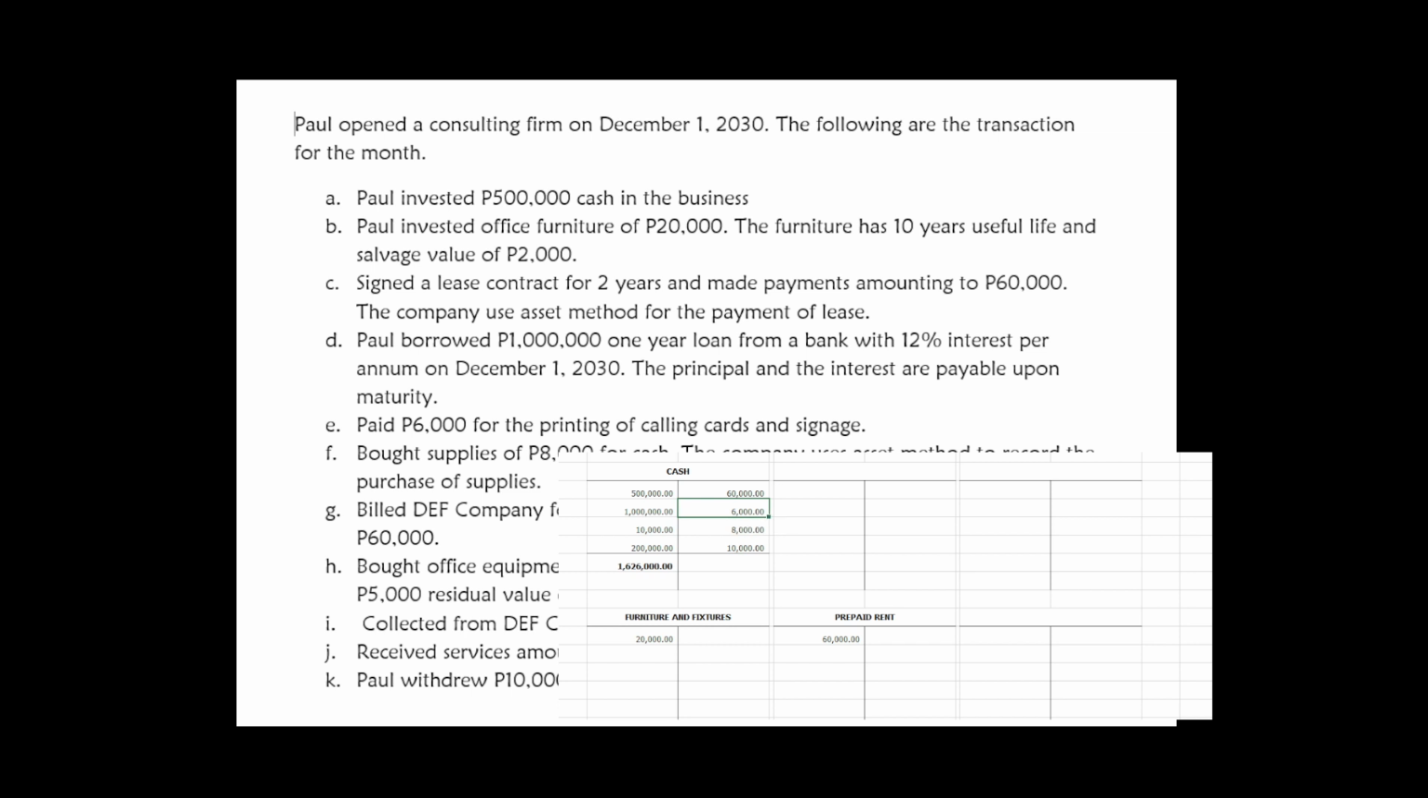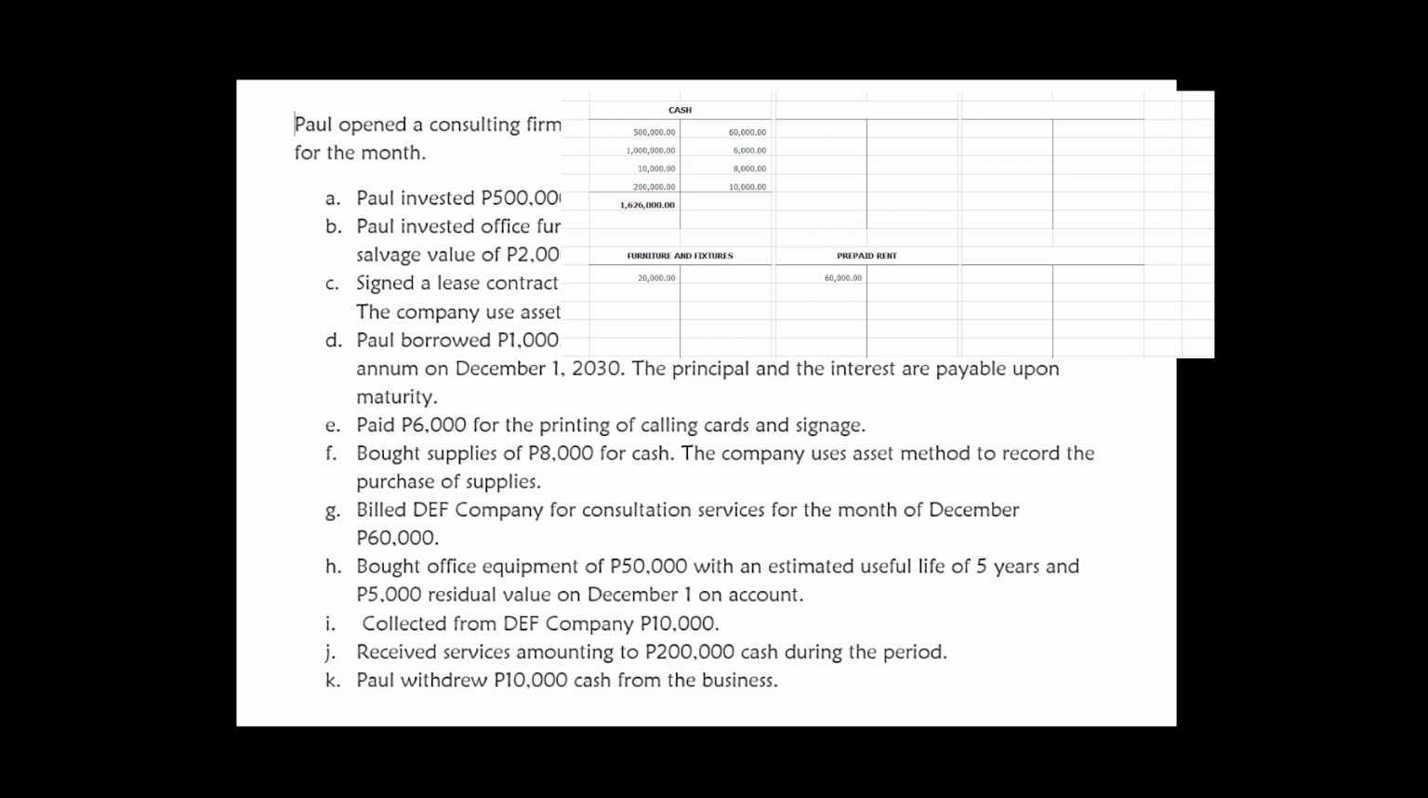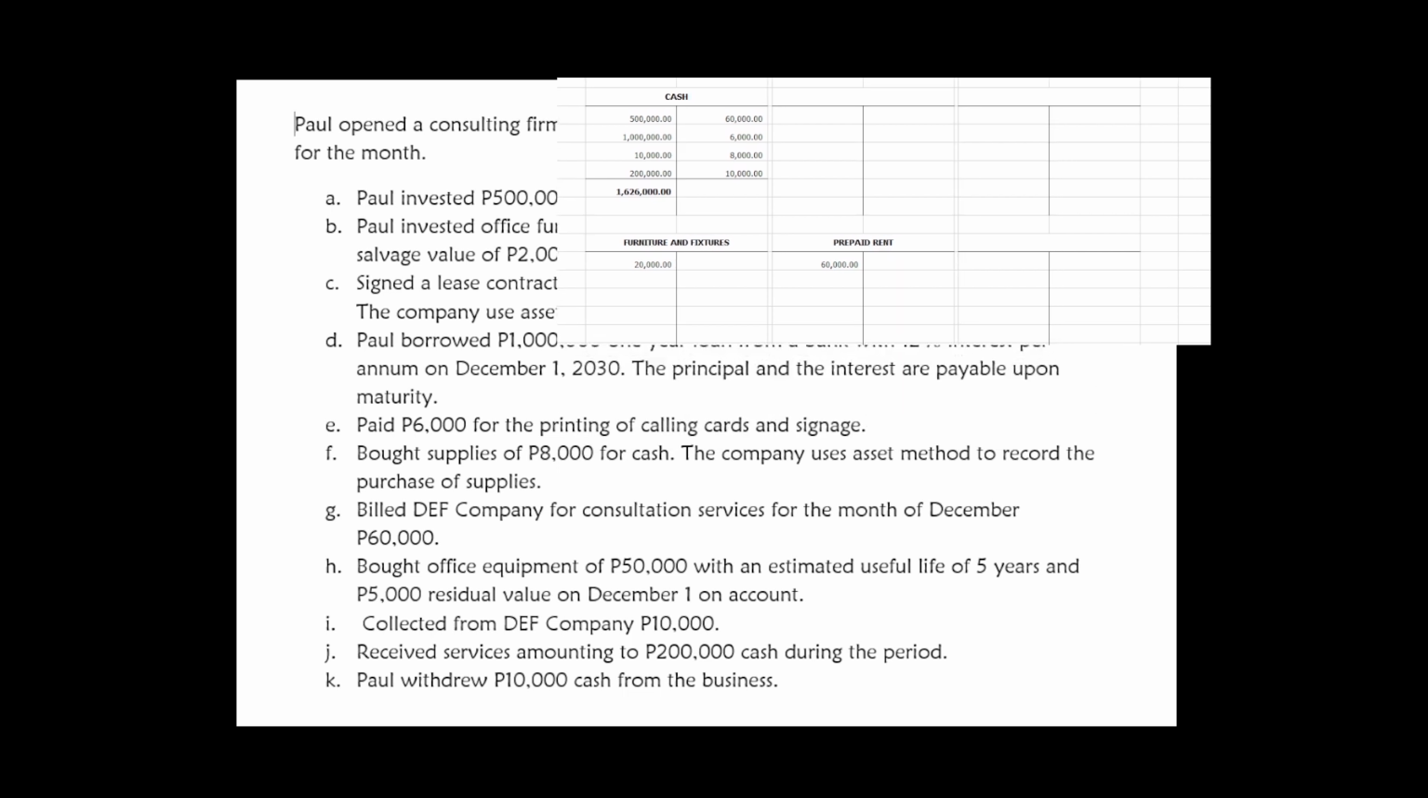And then, next is bought office supplies for 8,000 cash. Okay, so company uses asset method in recording supplies. So, debit tayo ng supplies of 8,000. This 8,000 kasi asset method yung ginamit. And then credit tayo ng cash, 8,000.